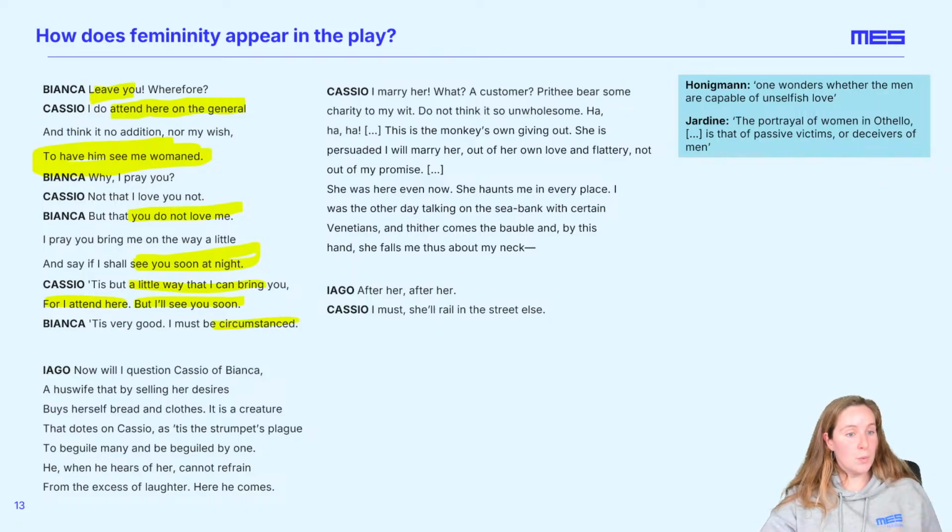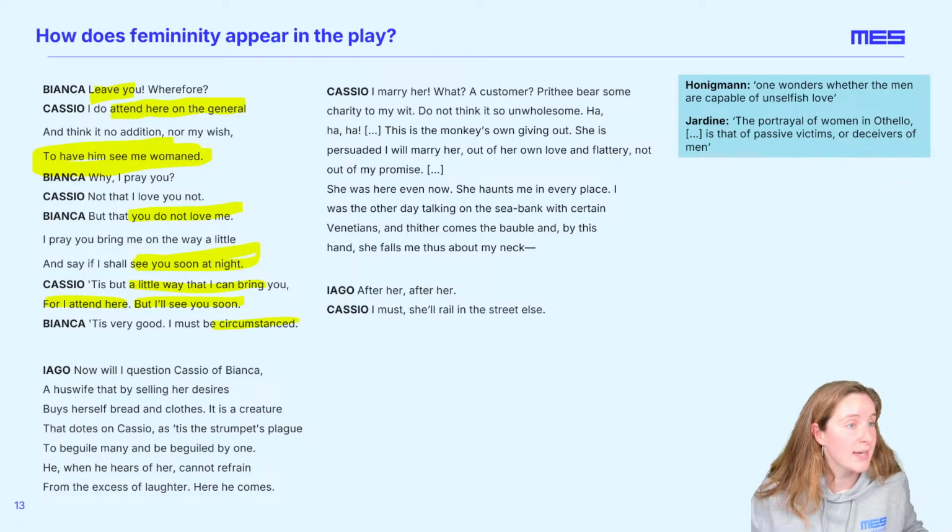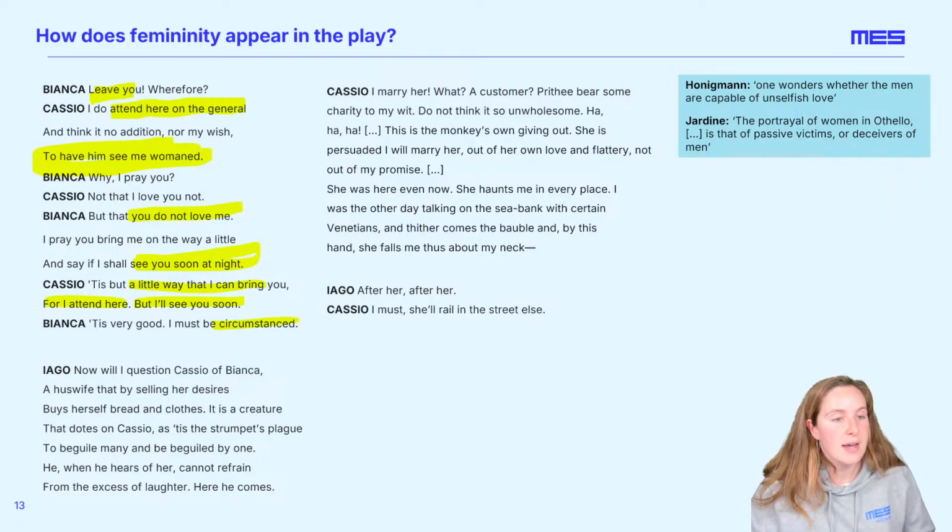And I can only walk you a little way because I'm waiting here, so I'm not going to walk you, but I'll see you soon. And she says, okay, good. I must essentially make my peace with that circumstance here.